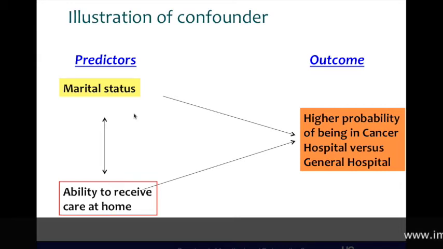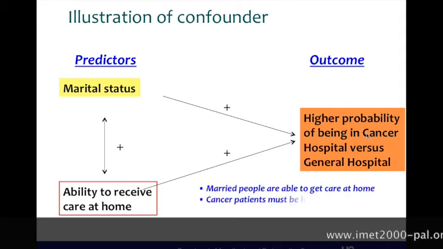So if you looked at it this way and diagrammed it, the question would be, does marital status influence cancer? And being in the cancer hospital versus being in the general hospital, and the initial findings would suggest yes, but what people then had to realize was that being married was influential on the ability to receive care at home, and that being able to receive care at home really only helped patients who get out of the general hospital and not the cancer hospital.